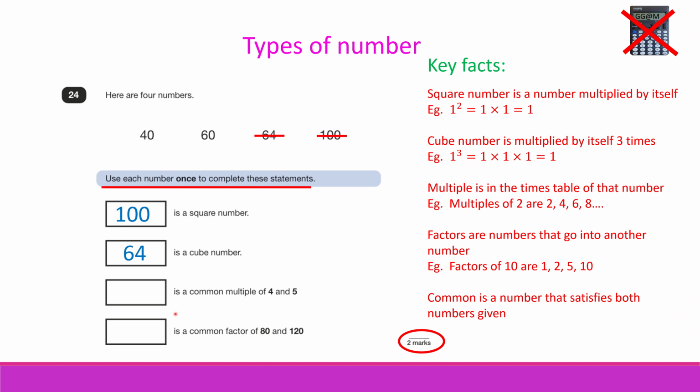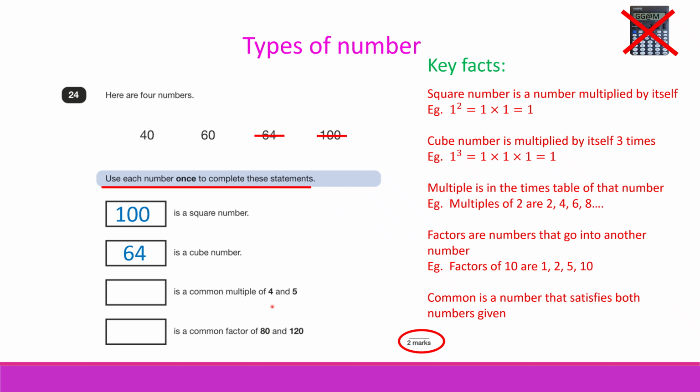Now we move on to is a common multiple of 4 and 5. To do this, we can look at our 40 and 60 as they are our remaining numbers. Remember, 5 times 8 is 40. So 40 could possibly be one. But also 4 times 10 is 40.